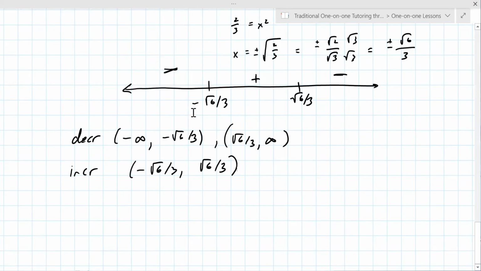So the min, because it goes from minus to plus, that's a min. And because it goes from plus to minus, that's a max. Okay, so now concavity.